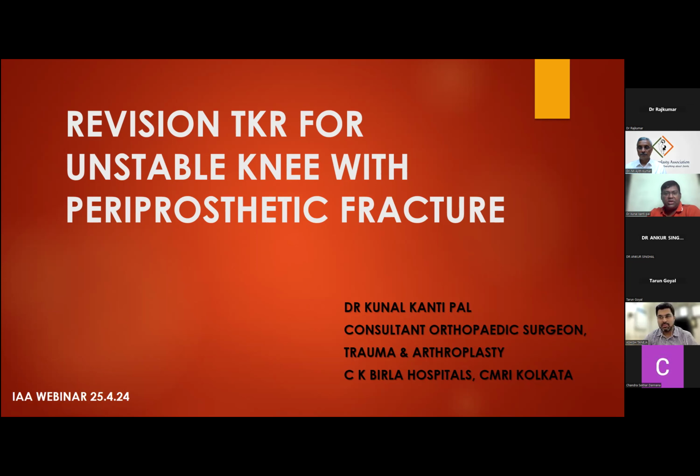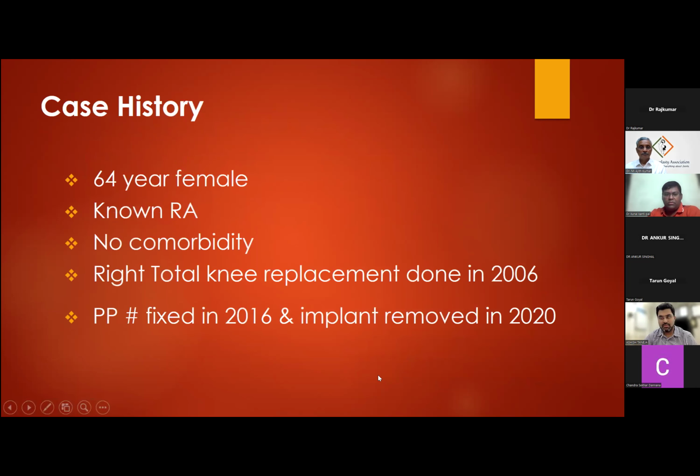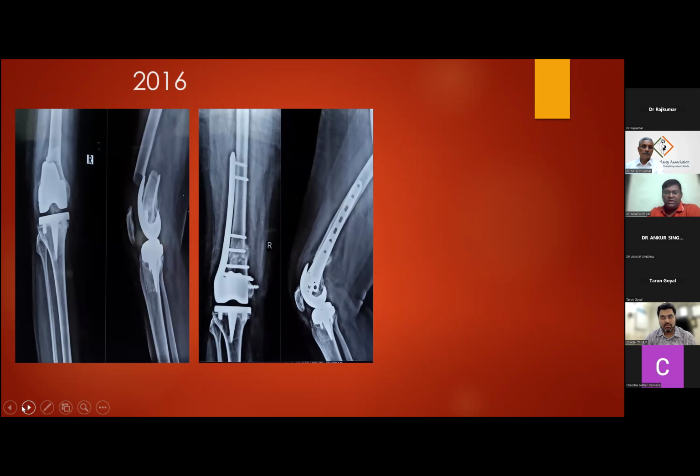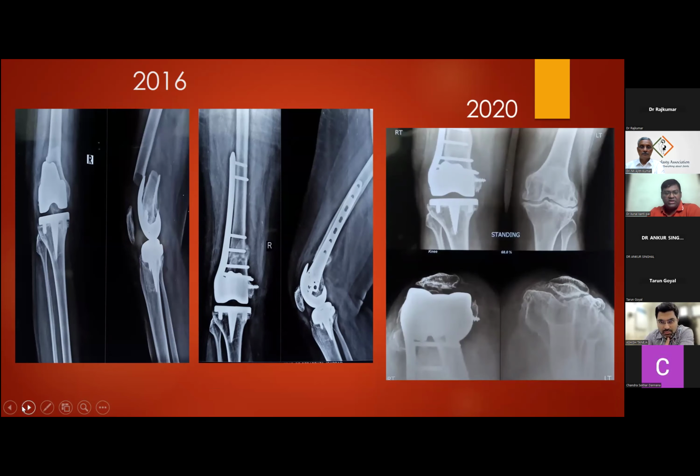Thank you, senior members. My case is revision TKR for an unstable knee with periprosthetic fracture. A 64-year-old female patient, a known rheumatoid with no comorbidity, had her right total knee replacement done in 2006, and a periprosthetic fracture fixed in 2016. This is her first X-ray after the periprosthetic fracture, which was fixed with lateral plating. Both were done elsewhere. Sorry, I don't have the first X-ray of the replacement. In 2020 it had healed and the implant removal was done.